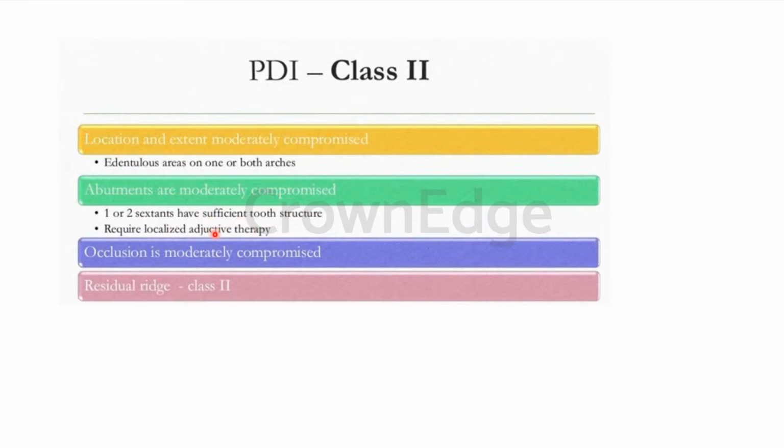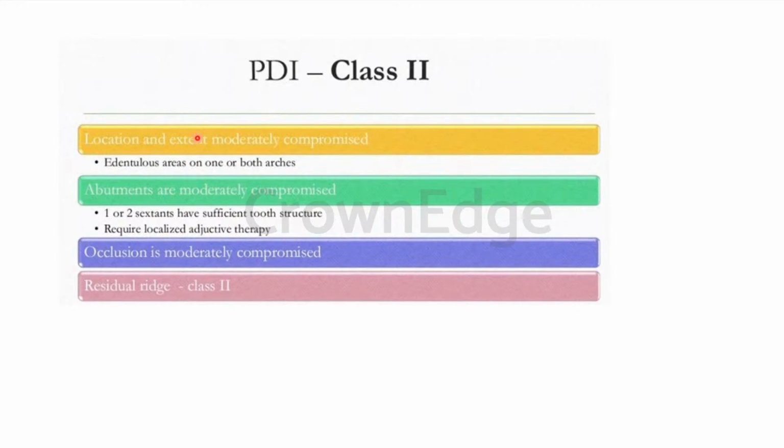So, like I mentioned in classification 1, there is no therapy which is required, but in classification 2, you require a localized adjunctive therapy. When I show you the photos, you'll understand it much better. Okay, so understand the location and extent. It could be in both the arches.